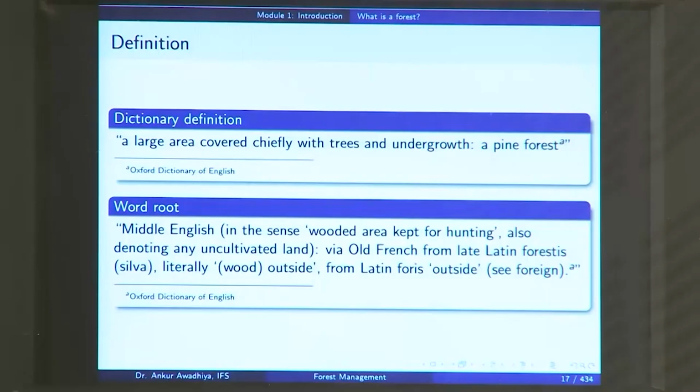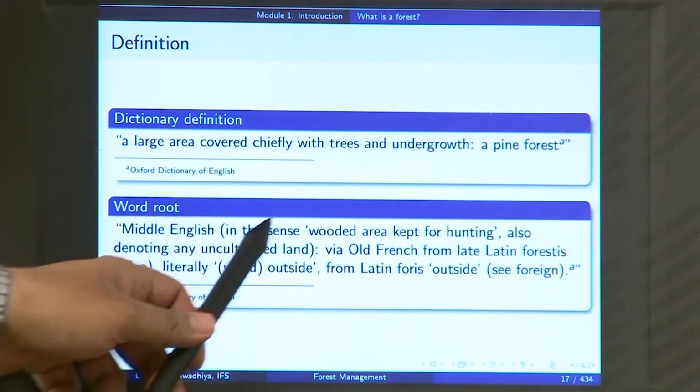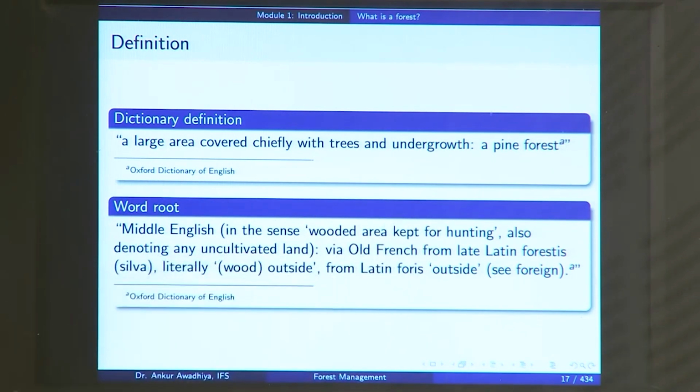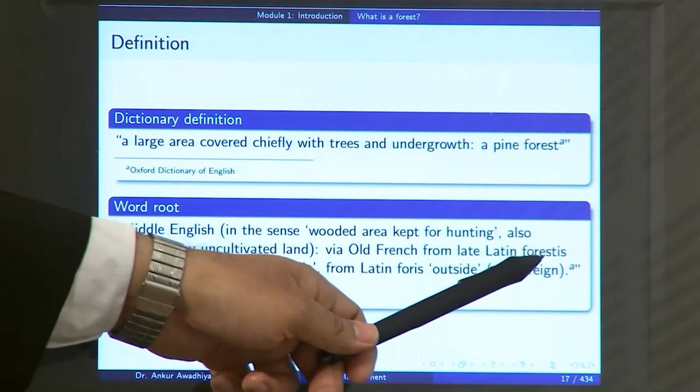Similarly, in other parts of the world as well, there were forests that were kept for hunting. It also denotes any uncultivated land, and this Middle English comes from Old French, which in turn comes from Late Latin, where the term is forestis. And along with forestis, you also have another word, which is silva.